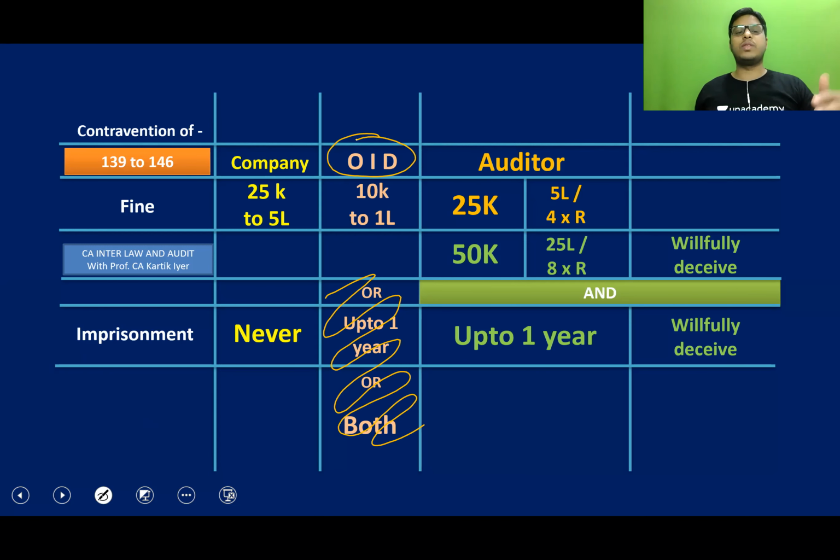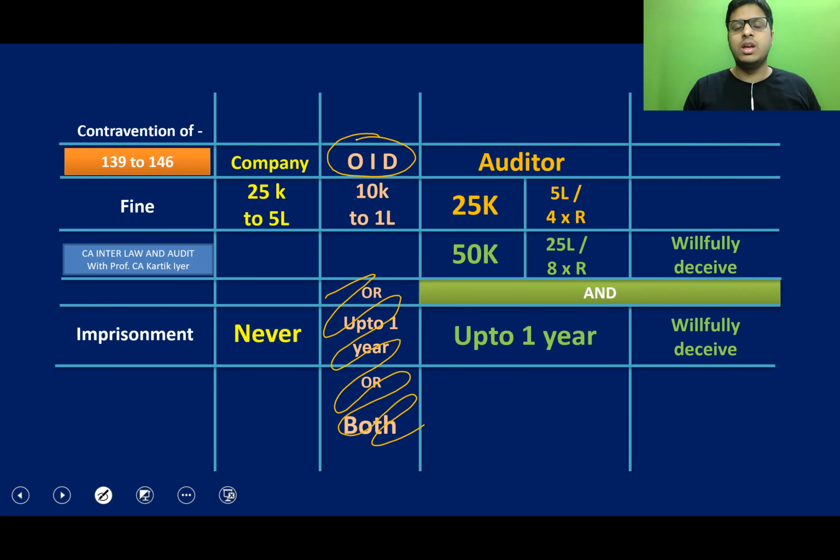So how does this go? If there's a contravention of 139 to 146, then the company will have to pay a fine of 25,000 to 5 lakhs. Any officer in default will have to pay a fine of 10,000 to 1 lakh. That is it. Earlier imprisonment or both was also there.